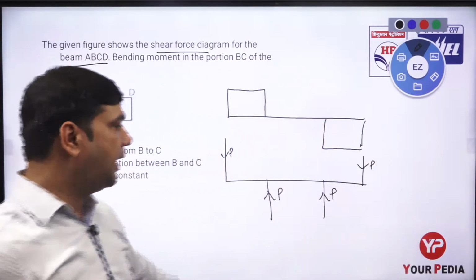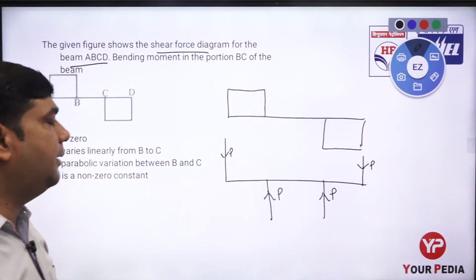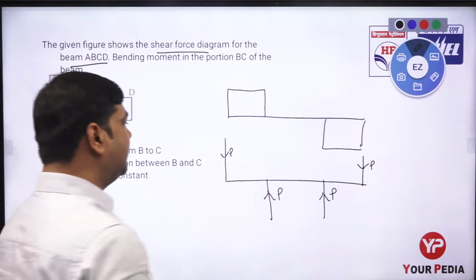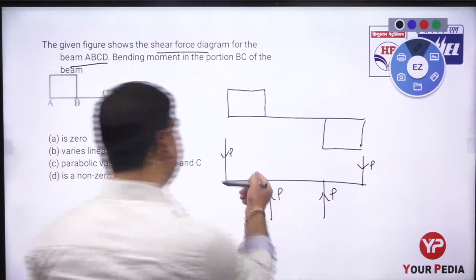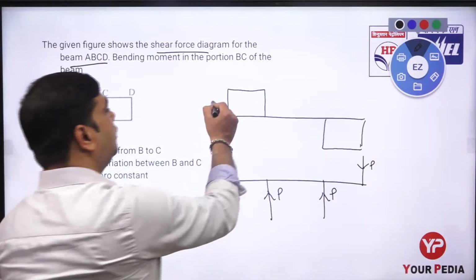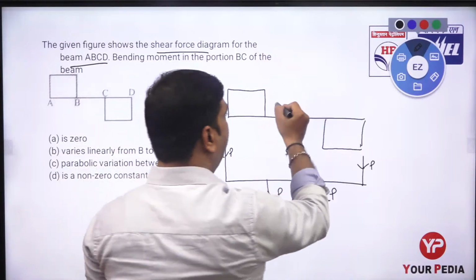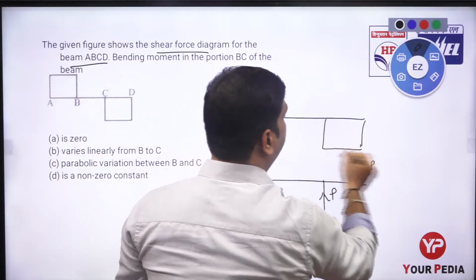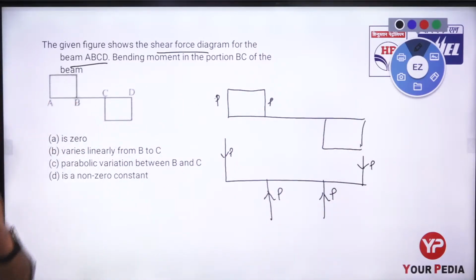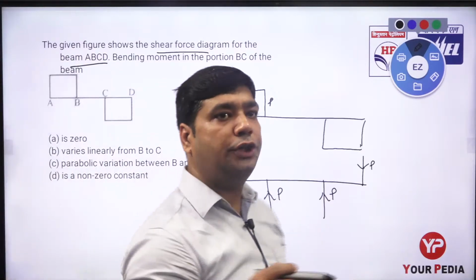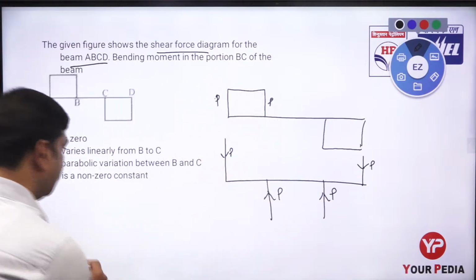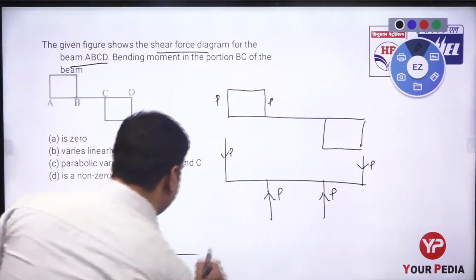It means we are just assuming a single overhanging beam, where we can see this P is like this and this. If I draw the shear force diagram, it has a constant magnitude P, then 0, and then P. If I draw the bending moment diagram, it depends on the force times the perpendicular distance. So the bending moment diagram is like this.